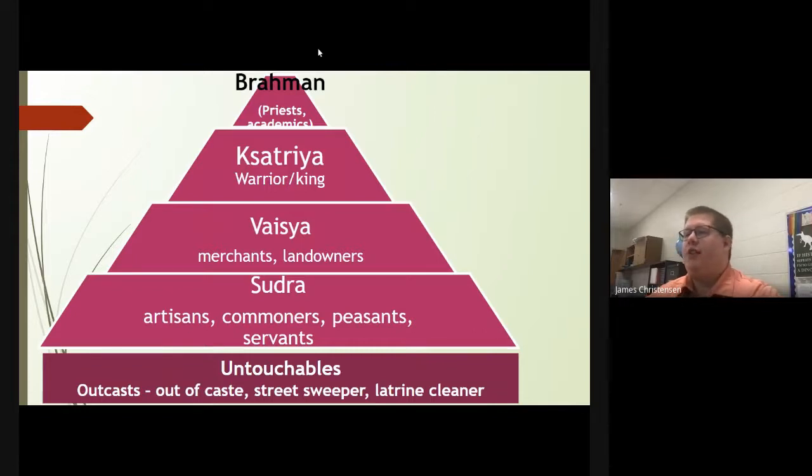You have Brahman and then the priests and academics up at the top, the Kshatriya, or the warriors and the king, the Vaishya, or the merchants and landowners, then the Sudras, the artisans, the commoners, the peasants, and the servants. And then you have the untouchables, basically your outcasts of society, out of the caste system. They were relegated to tasks such as being the street sweepers and latrine cleaners, and were considered unclean.